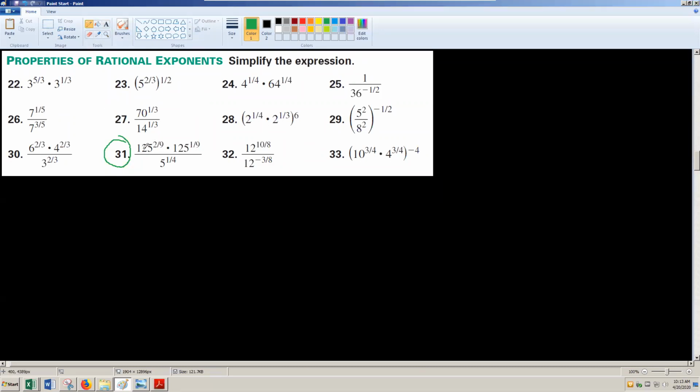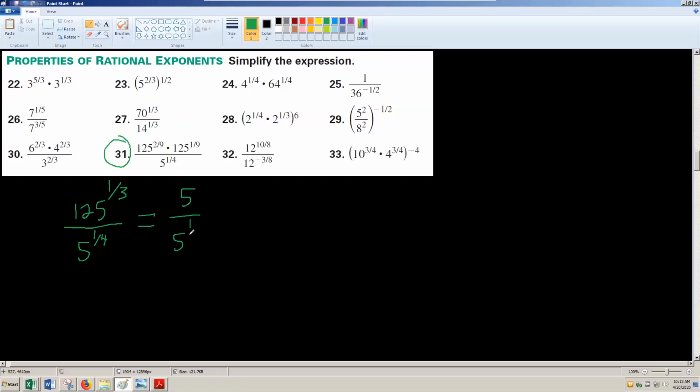So here I have 125 raised to a power times 125 raised to a power. If I have 125 and 125 being multiplied, I'm just going to add their exponents. Here I'm going to get 2/9 plus 1/9, which is 3/9. 3/9 is 1/3. So there's my first move. Now what is 125 raised to the 1/3? The cube root of 125 is 5.